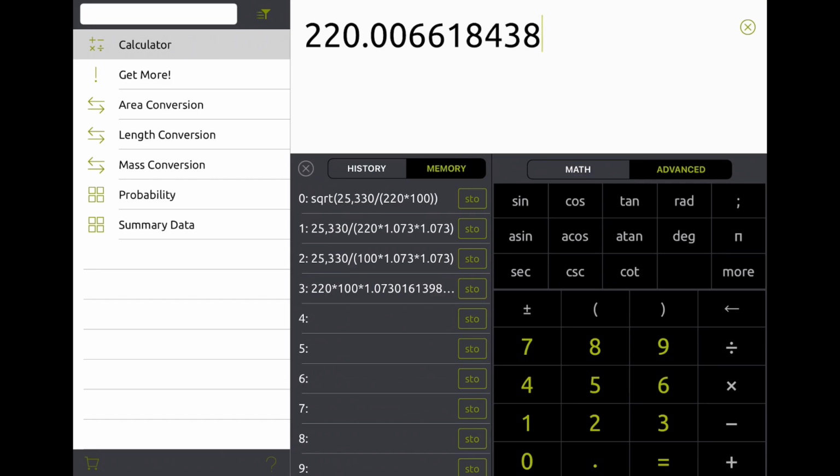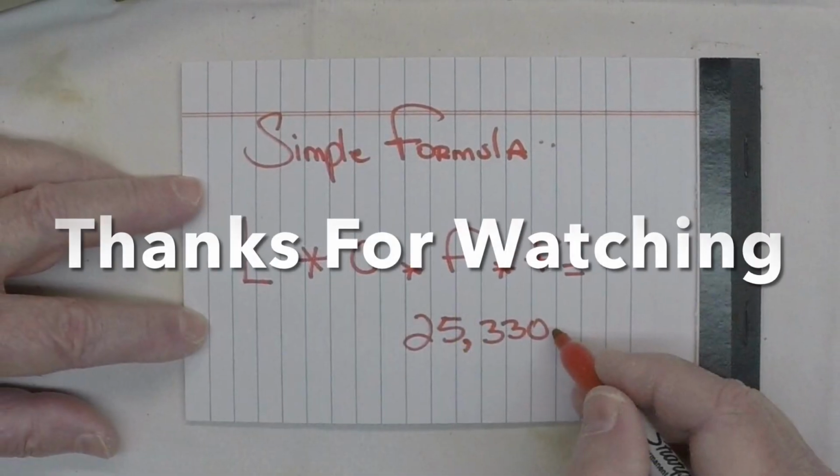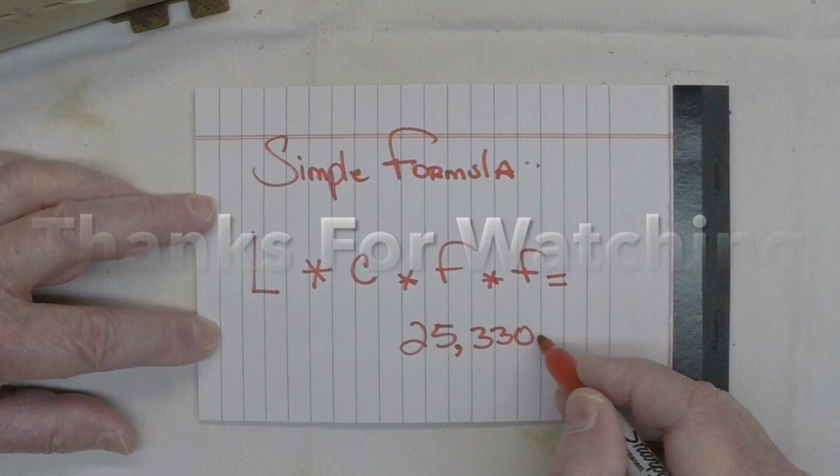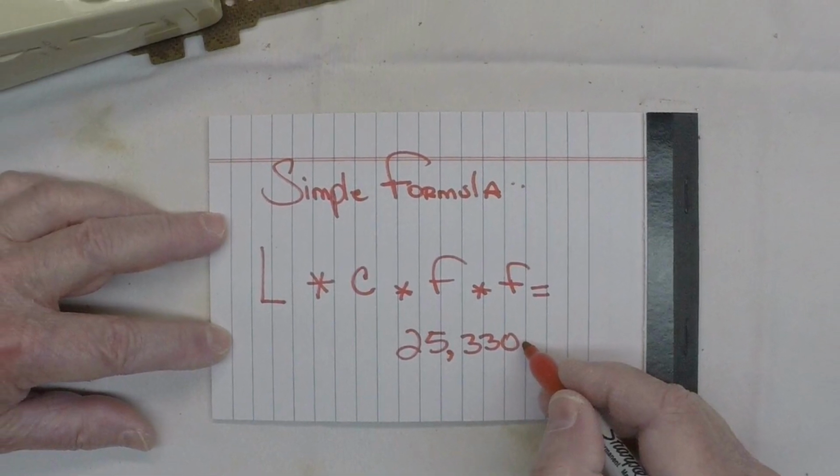So again, don't let the math out there intimidate you guys. An easy, simple method to do the calculations.